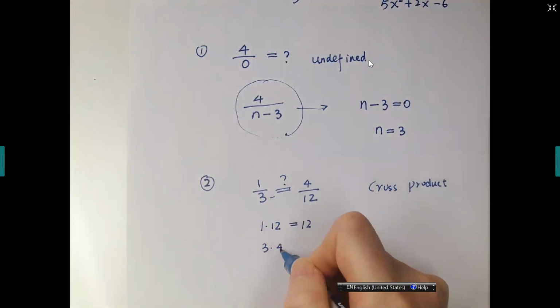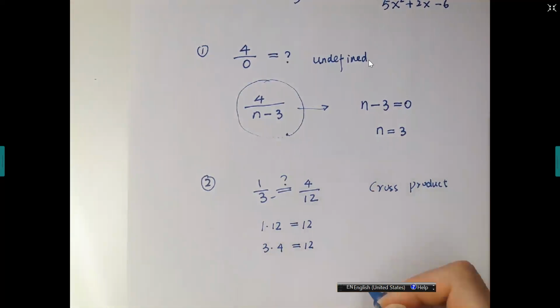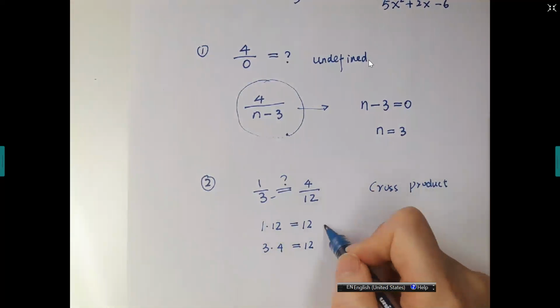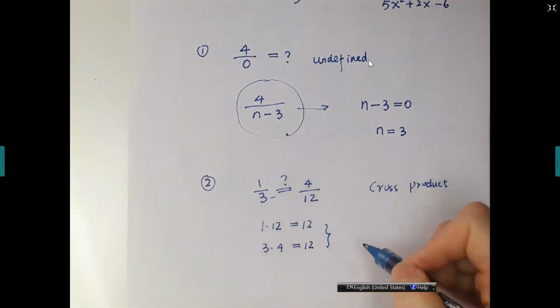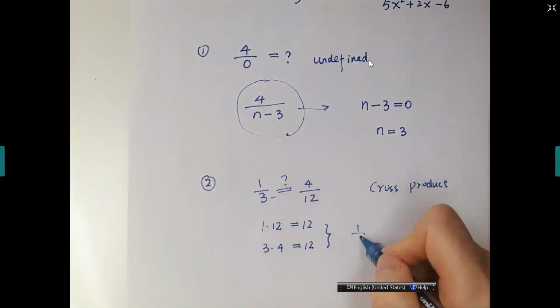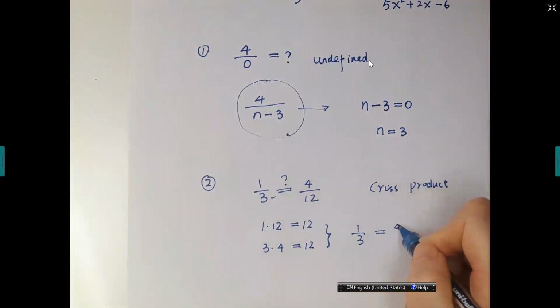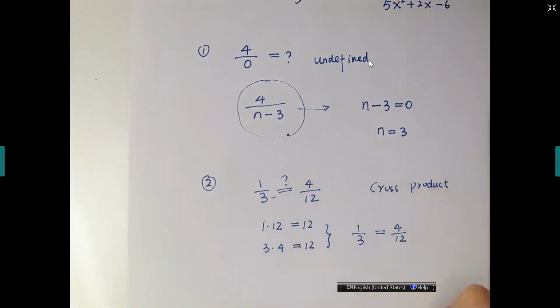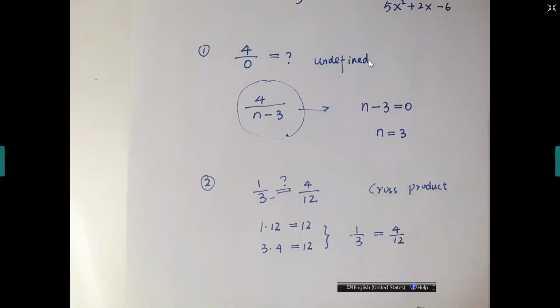3 times 4 equals 12 again. And 12 are equivalent. Therefore, I can make the conclusion. So 1/3 does equal 4/12. This is what we did for fraction numbers. Now we can apply the rule to the rational expression to determine.